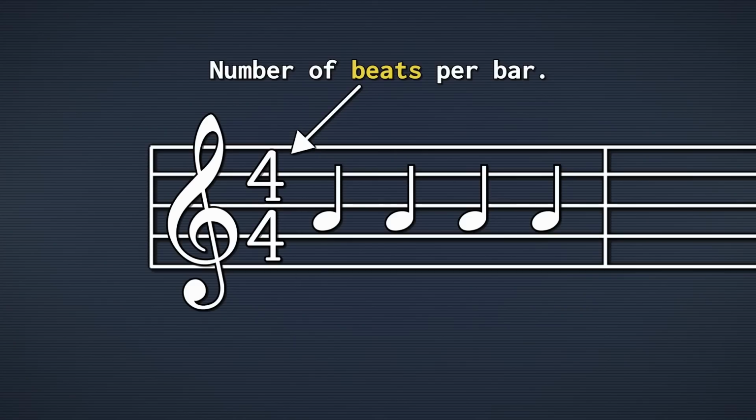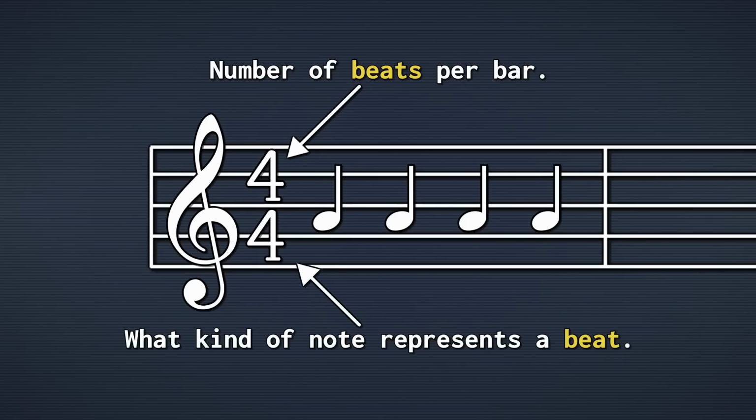Now, how many notes fit into a bar is determined by the time signature, here 4/4. And time signatures use a unit called a beat. The top number simply tells us how many beats fit inside of a bar, and the bottom number tells us what kind of note represents a beat. So here we have 4 beats in a bar, and each beat is represented using a quarter note. In other words, 4 quarter notes fit into a bar.